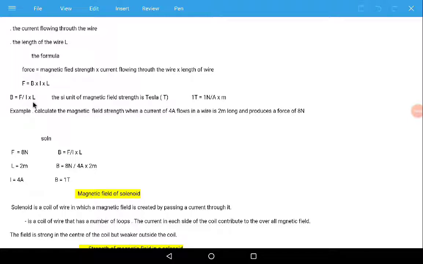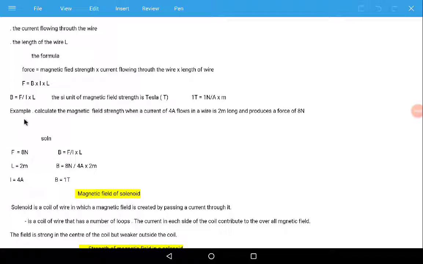Now the SI unit of magnetic field strength is the Tesla. 1 Tesla is equivalent to 1 Newton, the SI unit of force, divided by 1 ampere, the SI unit of current, times meter, the SI unit of length. So 1 Tesla is equivalent to 1 Newton per ampere meter. So Tesla is the SI unit of magnetic field strength.